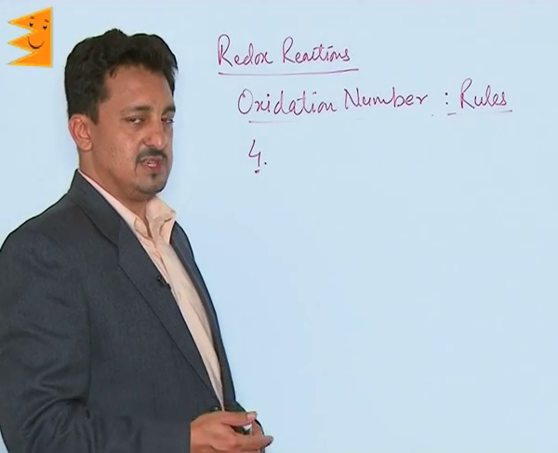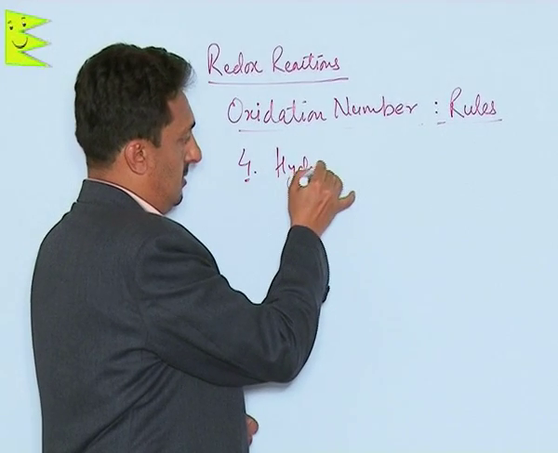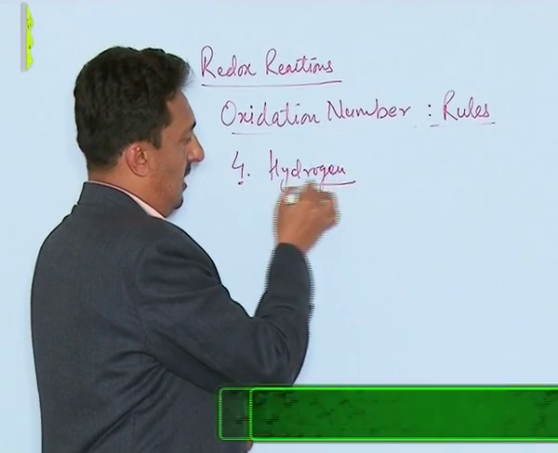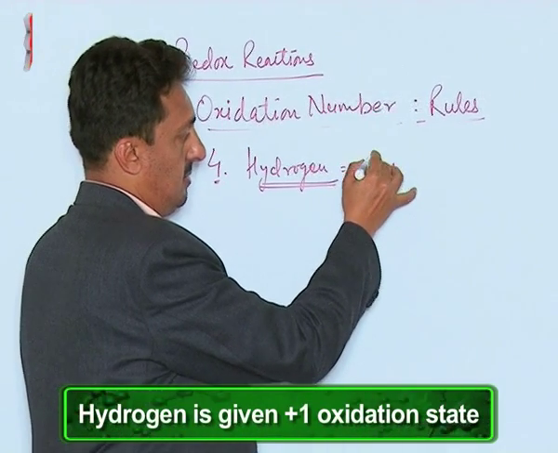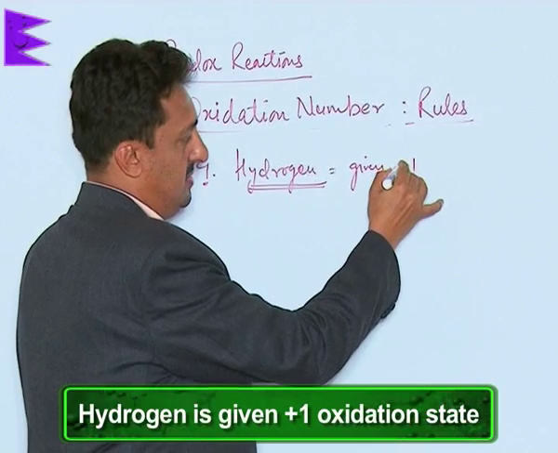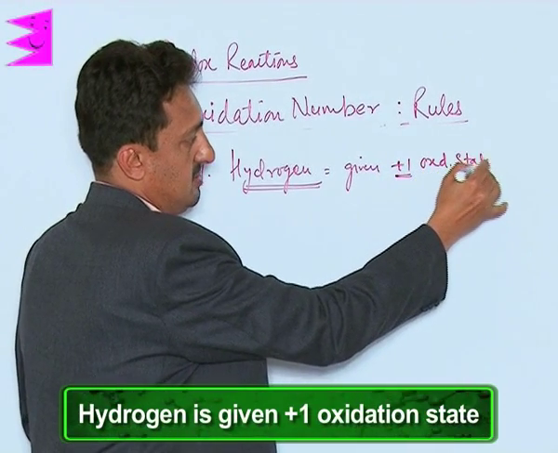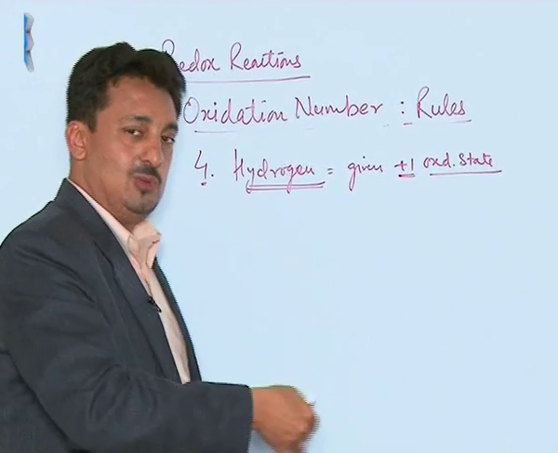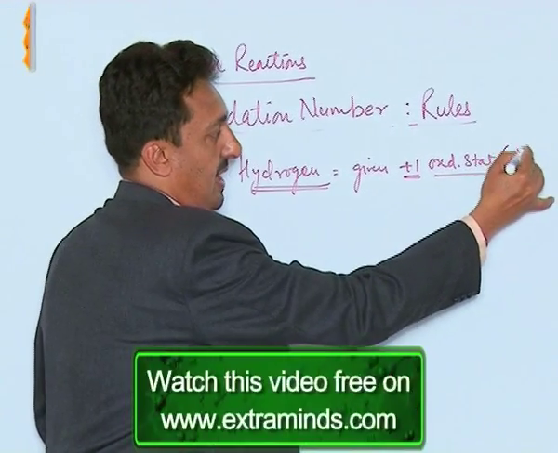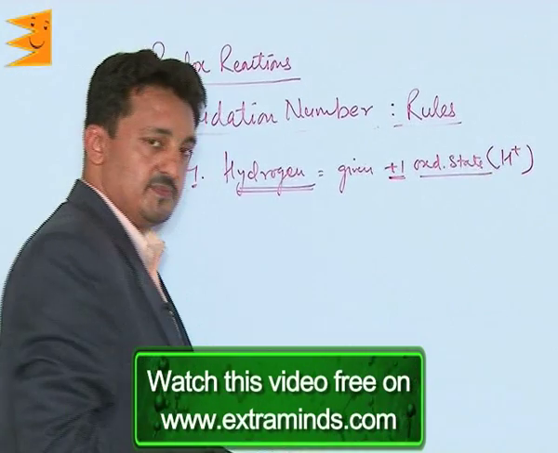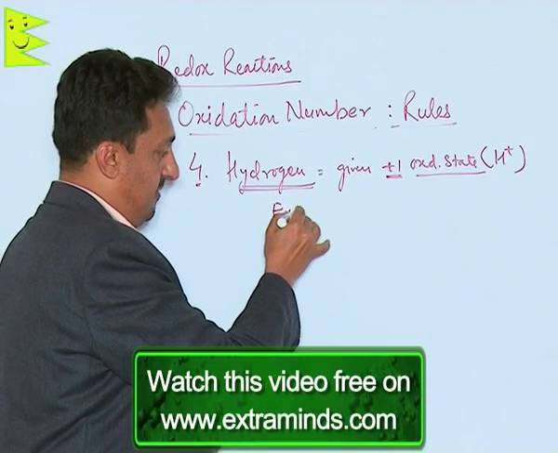The next rule is regarding hydrogen. Hydrogen is given +1 oxidation state, because generally it loses 1 electron and is present always in the form of H+ ion. But there are exceptions to this.